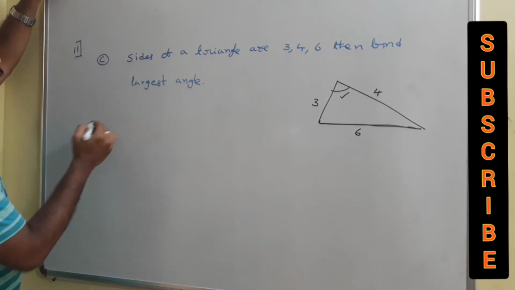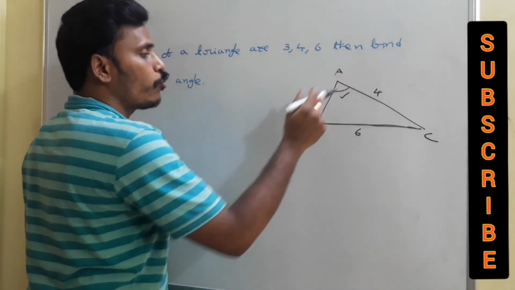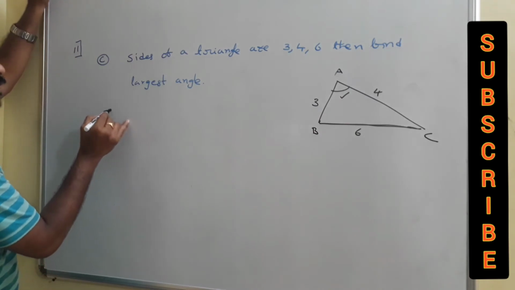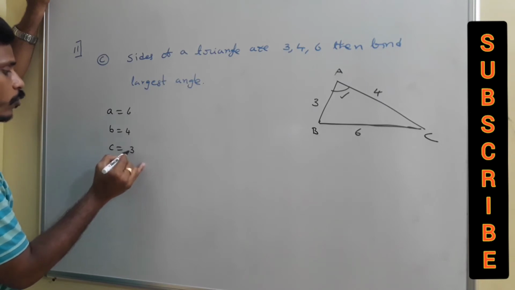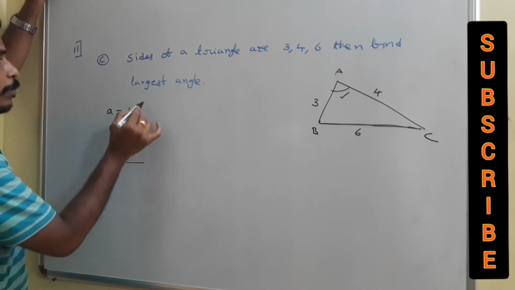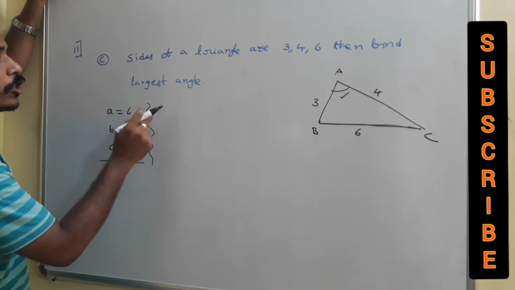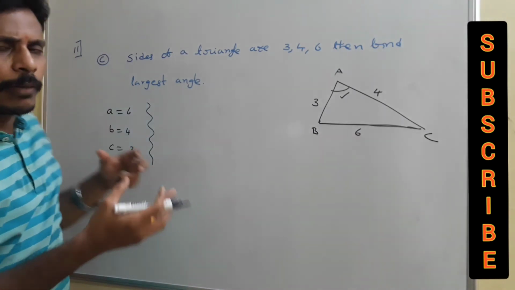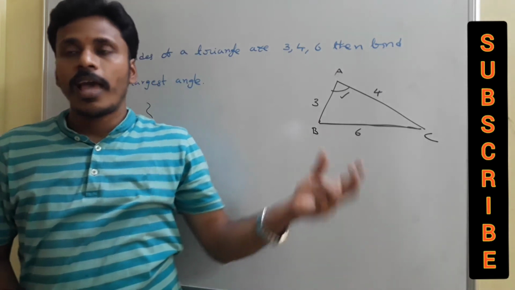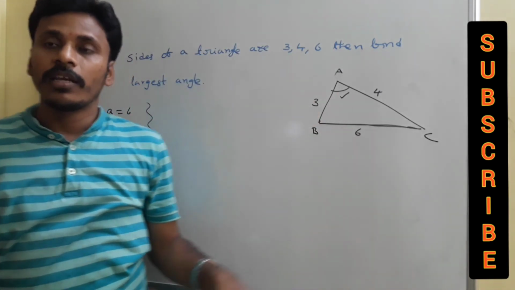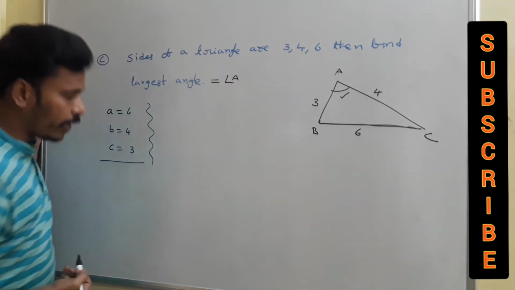For that, first of all, you just mark them, give some names like A, B, C. If you name the triangle ABC like this, then small a is equal to 6, small b is equal to 4, small c is equal to 3. And if you observe these, what will you say? The largest angle is opposite to the side of length 6. This is very preliminary from plane geometry. The angle opposite to the largest side is largest, and the angle opposite to the smallest side is smallest. Since they are asking us to find the largest angle, our required angle is angle A.